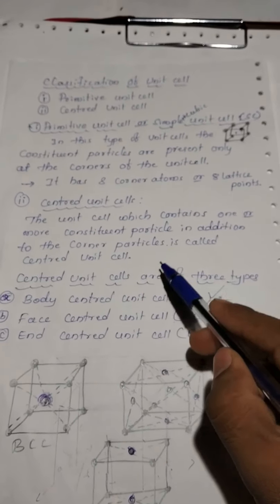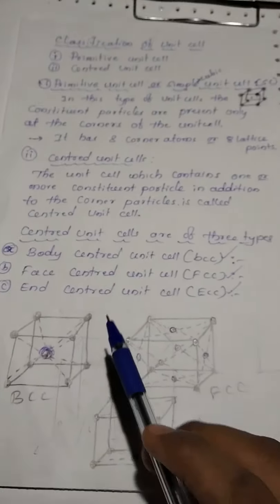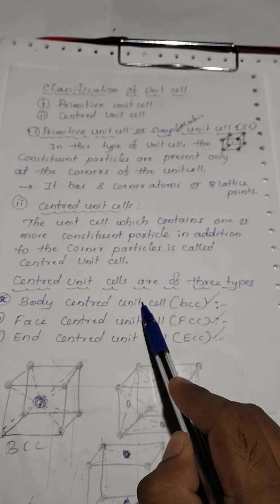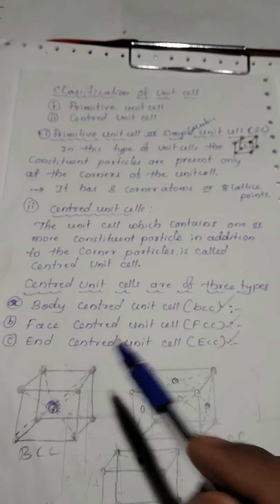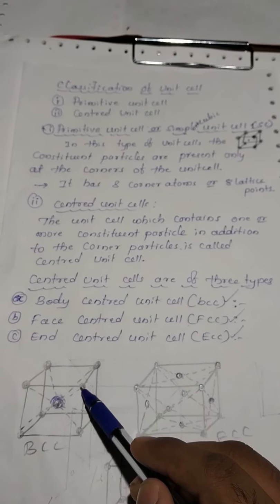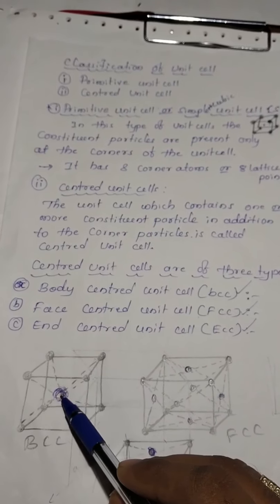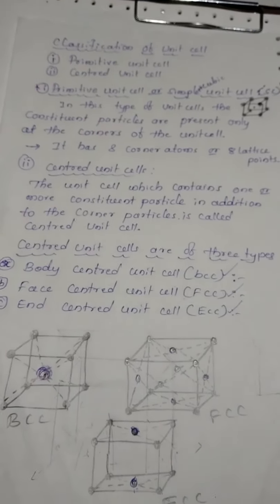Then what do you mean by body centered unit cell? See here, body centered unit cell means in this type of centered unit cell, in addition to the particles at the corners, there is one particle at the body center. In addition to the corner particles, there is one particle present at the center of the body, that is called a body centered unit cell.